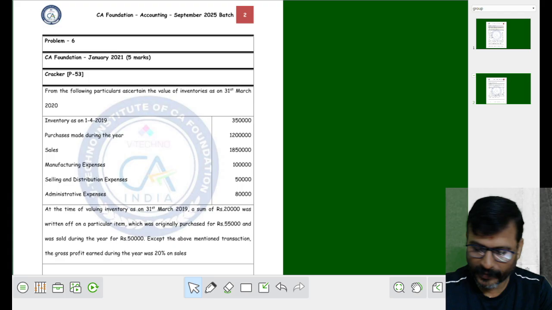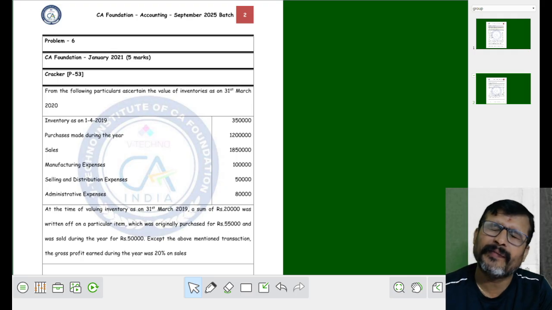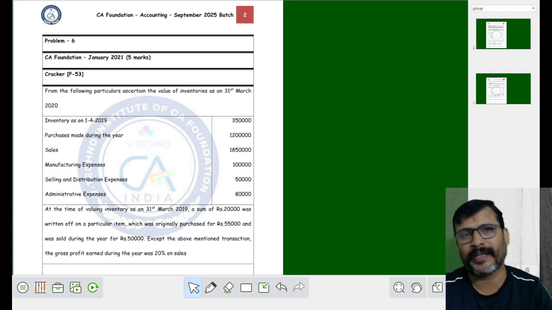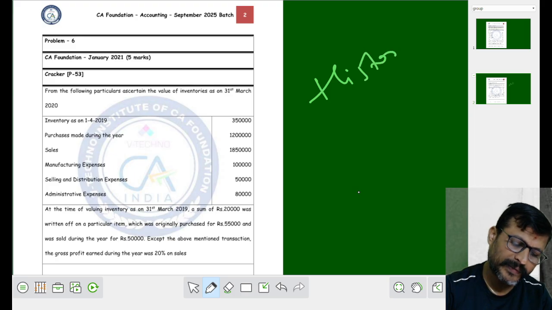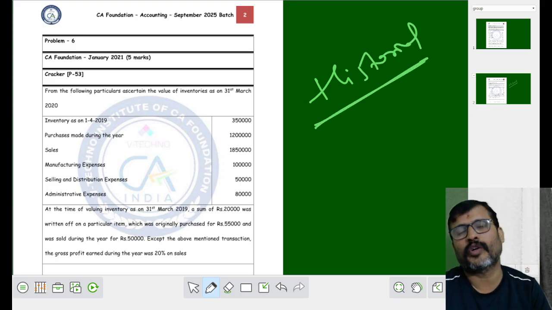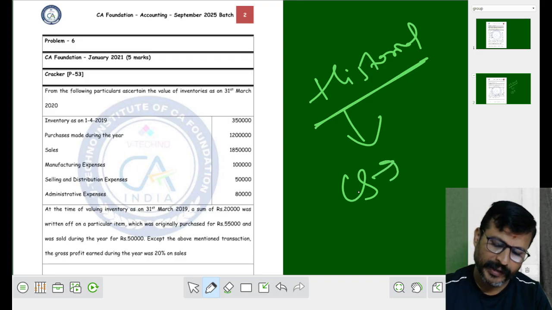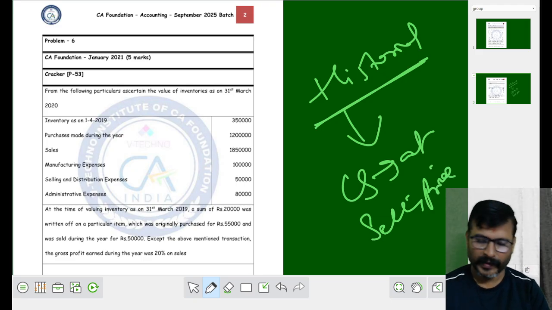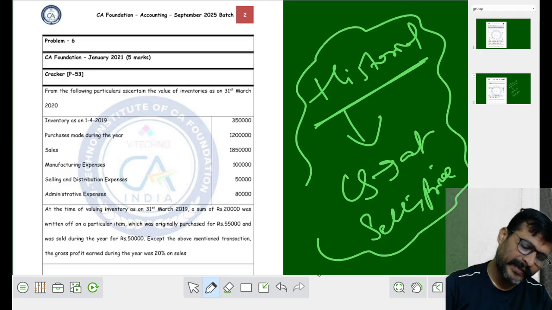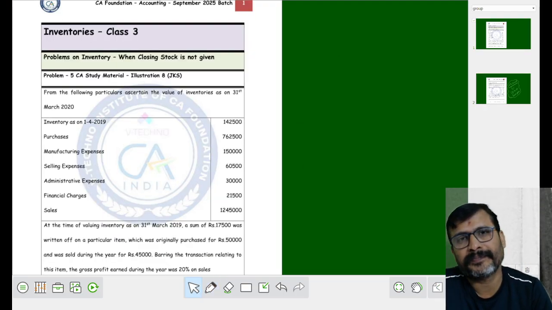In the last session, we have completed a few problems on inventory valuation of chapter 4 of CA Foundation, wherein we followed the method called historical cost method. When to apply the historical cost method? We have to apply the historical cost method when closing stock is given at selling price.